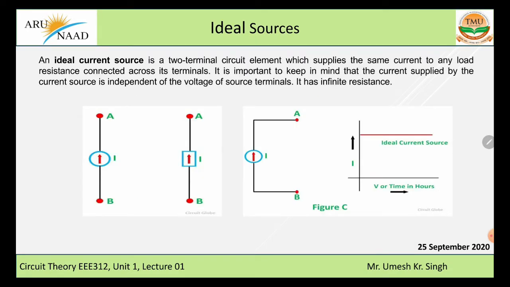Now our next discussion is the ideal current source. We can see the representation I have already discussed. This is a DC current source. This is also a representation of a DC current source. And in case of an AC current source, if we have this type of representation, this will be an AC current source. So these two are DC and this one is AC, both are current sources.